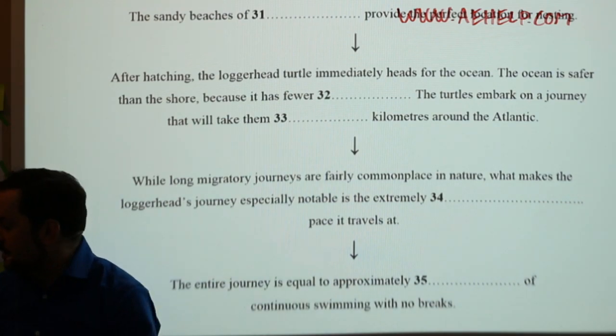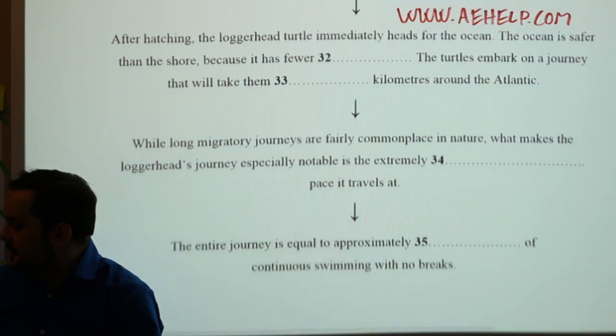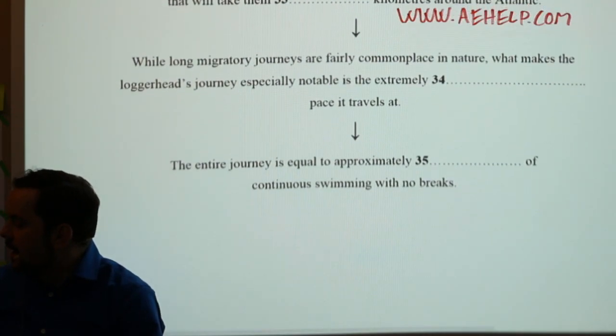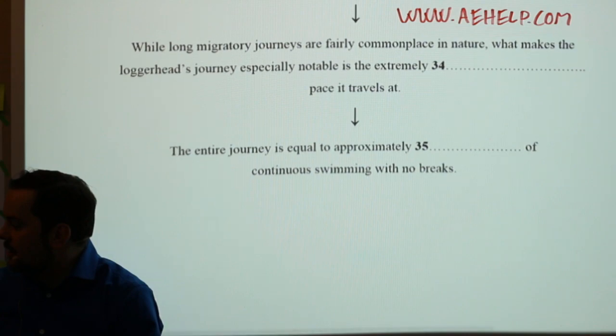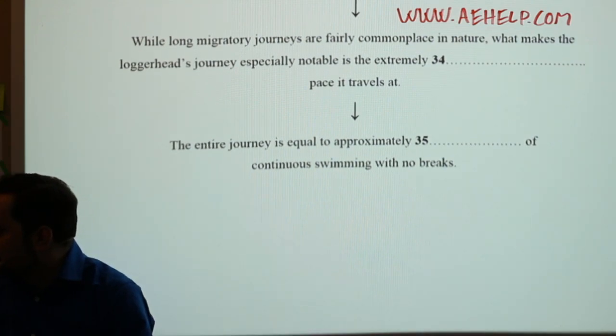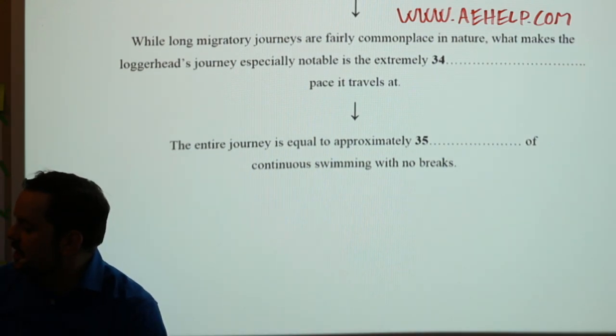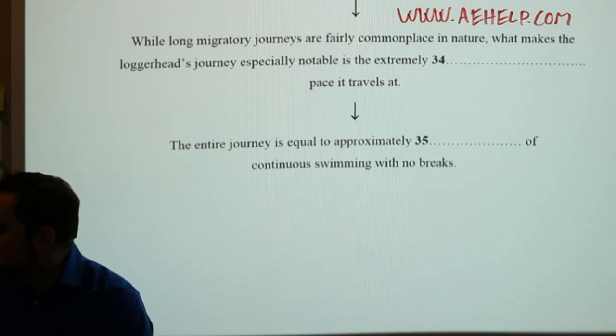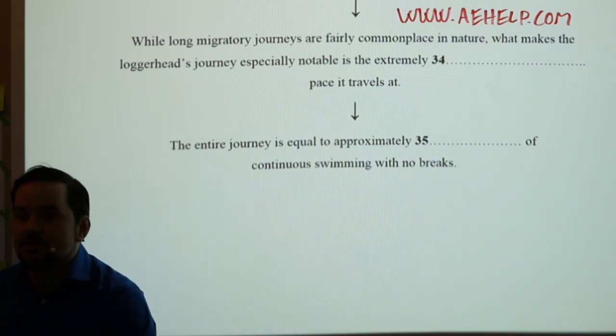So 13,000. Okay, 13,000. Got it. 33. Let's keep going here. So while long migratory journeys are fairly commonplace in nature, what makes the loggerhead's journey especially notable is that it is extremely something pace it travels at.